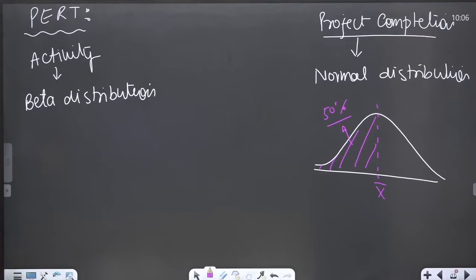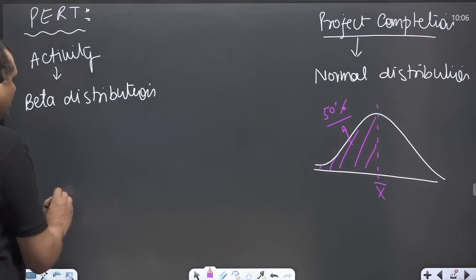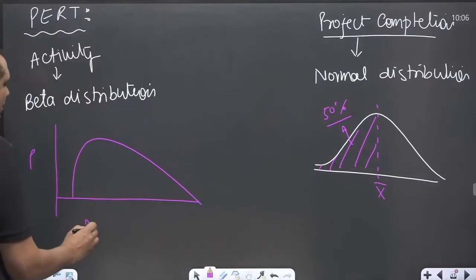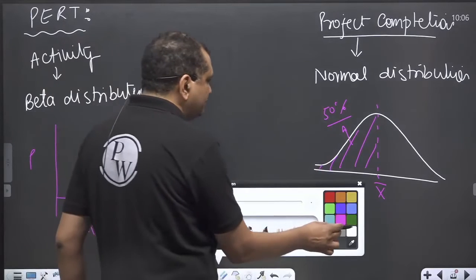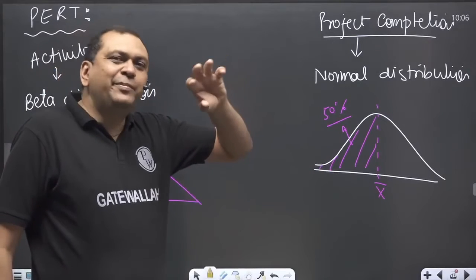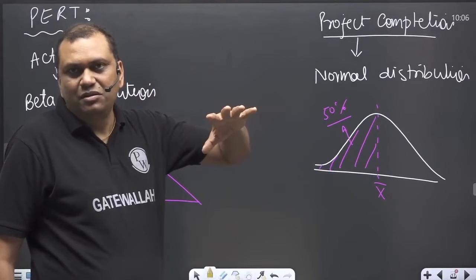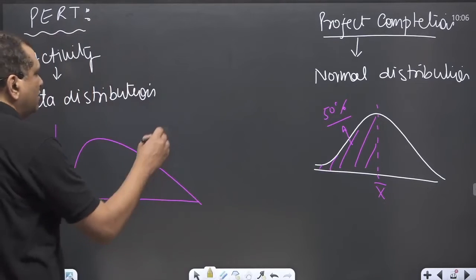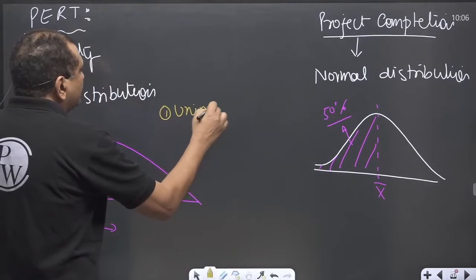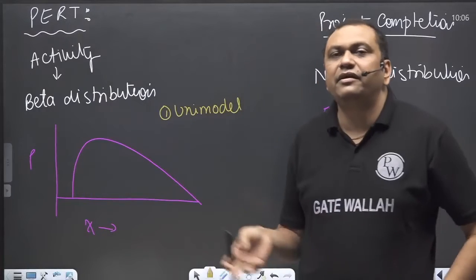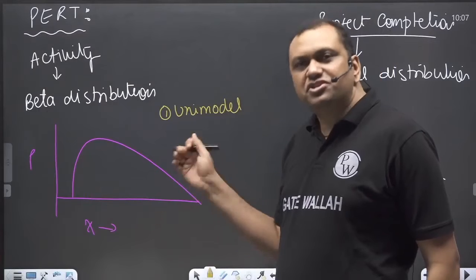And activity time follows a beta distribution. Beta distribution is like this, probability against the parameter. Now, why is the beta distribution followed for activity times? Because of two reasons. Number one, it's unimodal. Unimodal means that depending upon the data, its shape doesn't change.